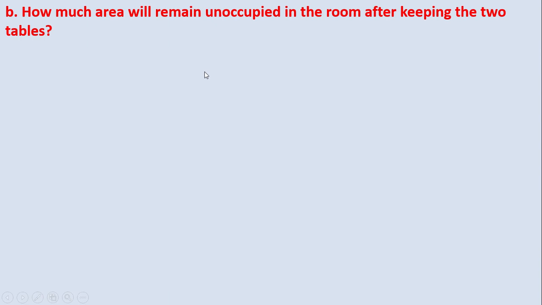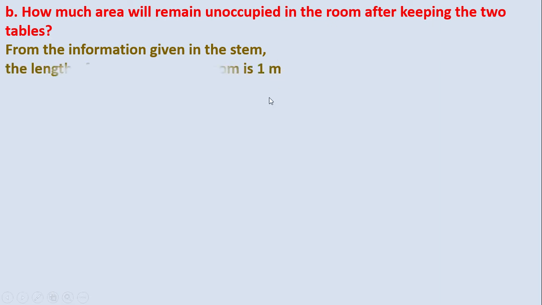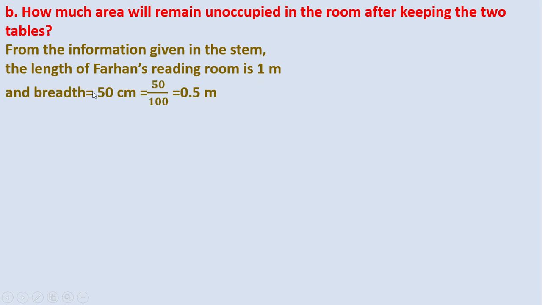Now, how much area will remain unoccupied in the room after keeping the 2 tables? From the information given in the stem, the length of Farhan's reading table is 1 meter and breadth is 50 centimeter, and 50 centimeter will be converted into meter. Dear students, while doing mathematical problem in this chapter, you must convert all the unit in SI system, because you know in CGS system centimeter is the unit of length, but in SI system meter is the unit of length. So you should convert the unit into SI unit.